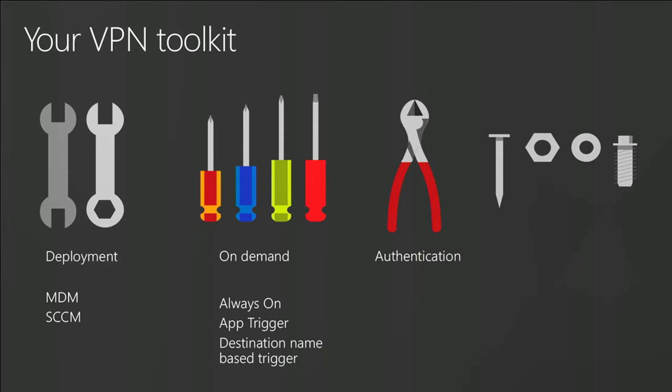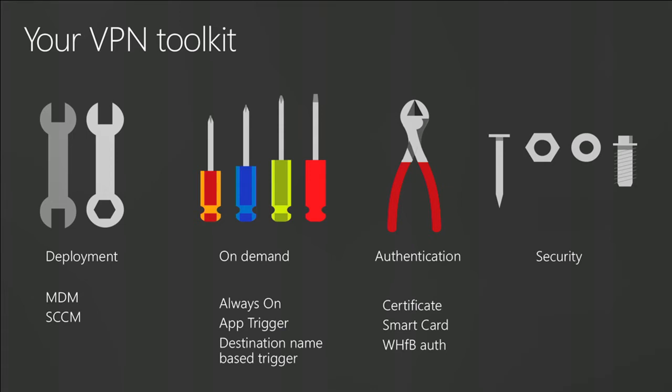Third, authentication. How will the device authenticate to the VPN server to be able to actually establish that connection? We support a number of options today, including certificate, smart card, and Windows Hello for Business authentication. We'll talk a little bit more about that later.